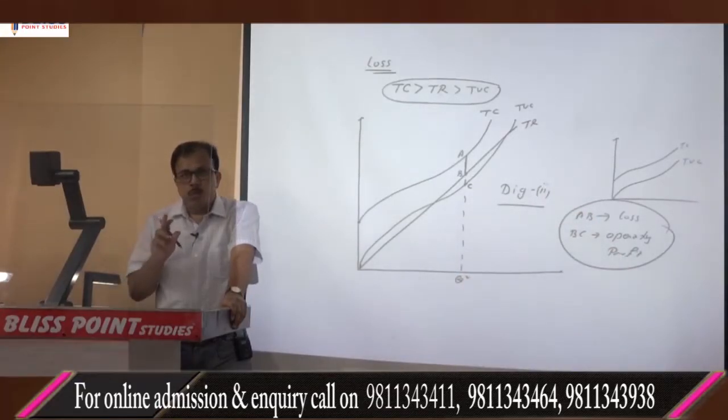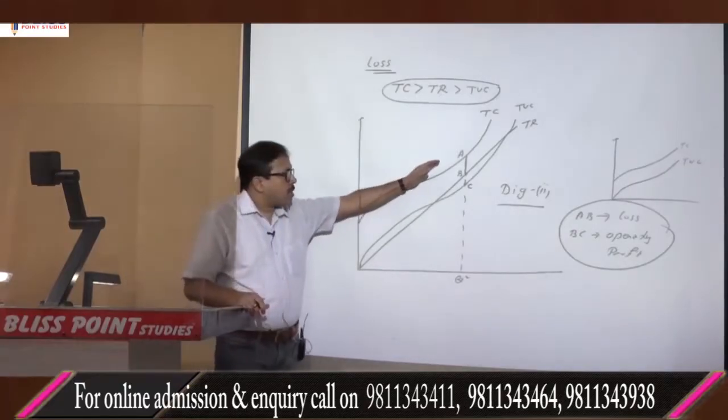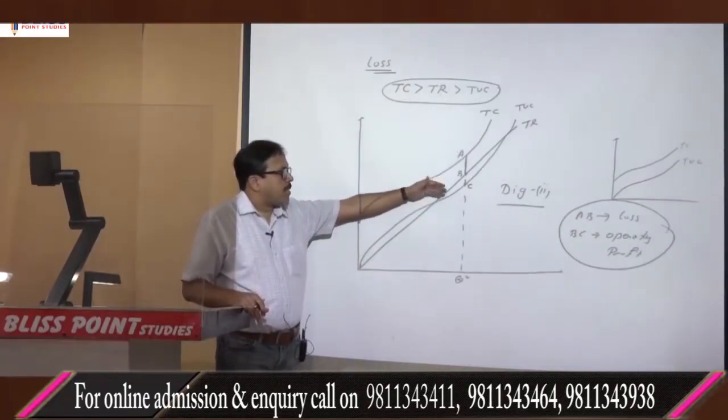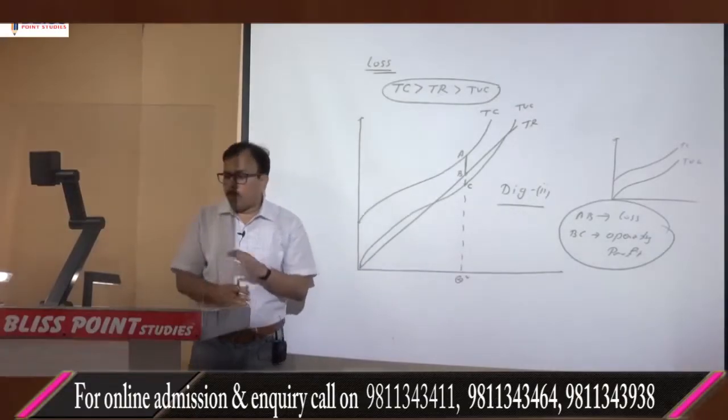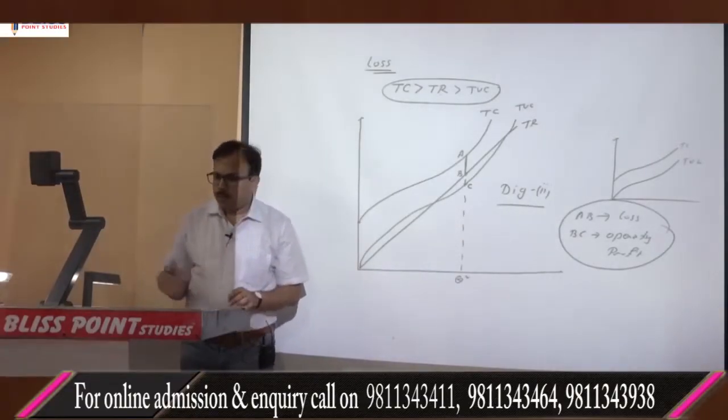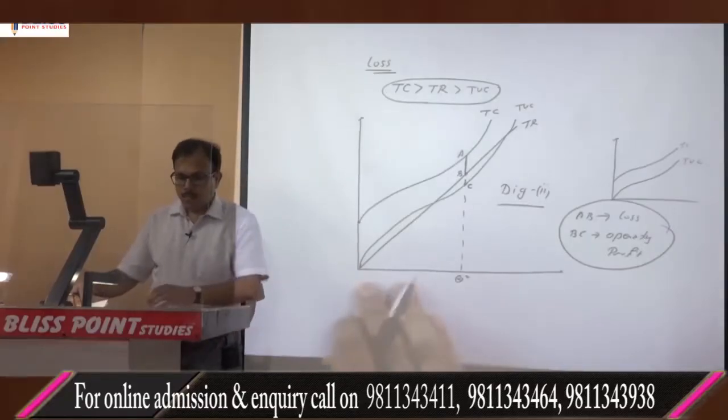In the case of supernormal profit, the total cost line was below. For loss, it is above. So what will be the normal profit? For normal profit, it must be just tangent. So you can show that third case.